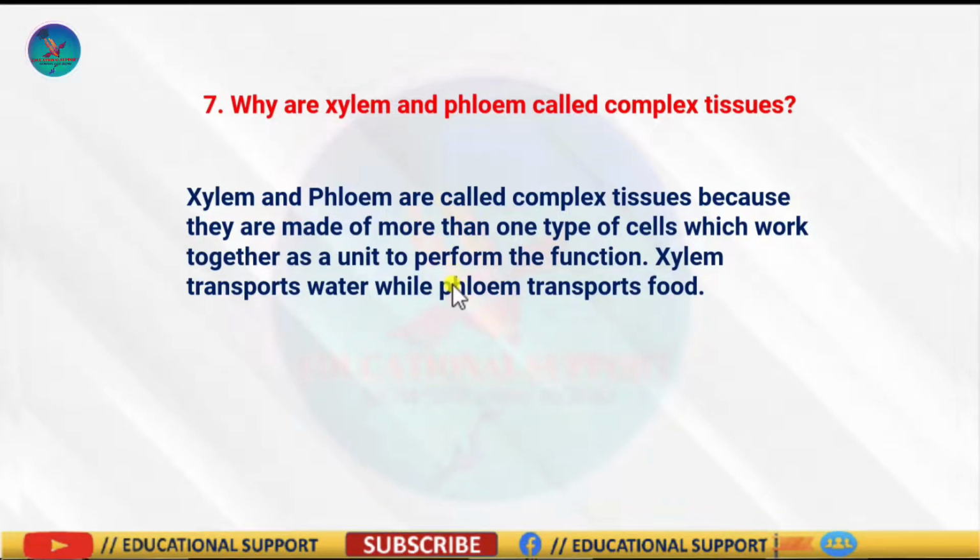So xylem has 4 types of cells, you know that: tracheids, vessels, xylem parenchyma and xylem fibers. Phloem consists of sieve tube elements, companion cells, phloem parenchyma and phloem fibers. Xylem is basically associated with conduction of water and minerals from roots to tops of plants, and phloem is responsible for the transport of organic food.